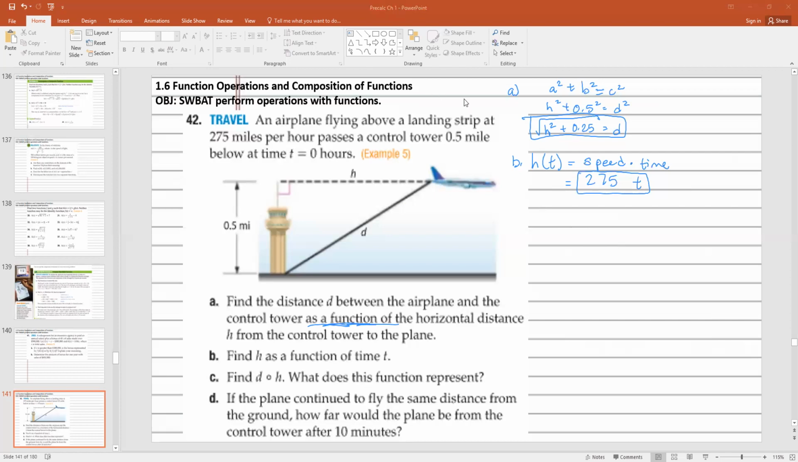I should have used different colors, I'm sorry. And C, find d of h. So start off with d, we have the square root of h squared plus 0.25, and then erase the h with 275t.